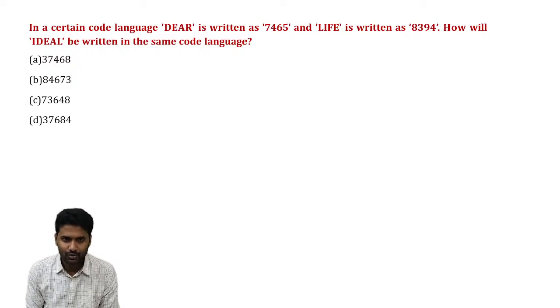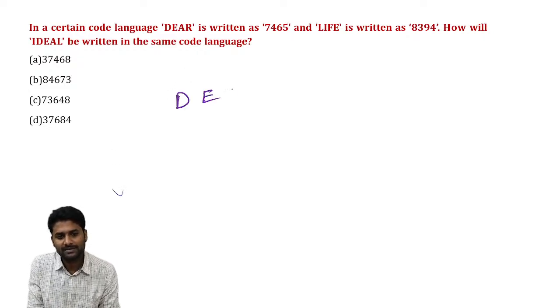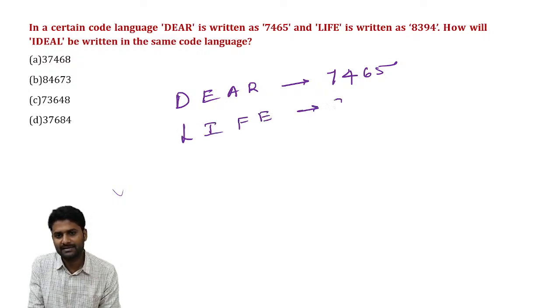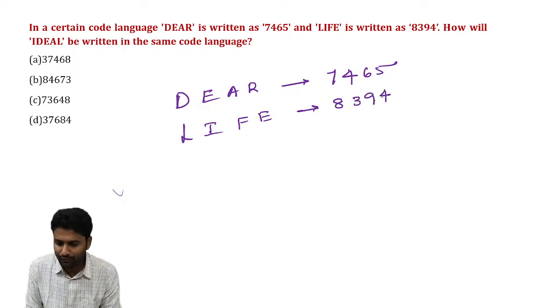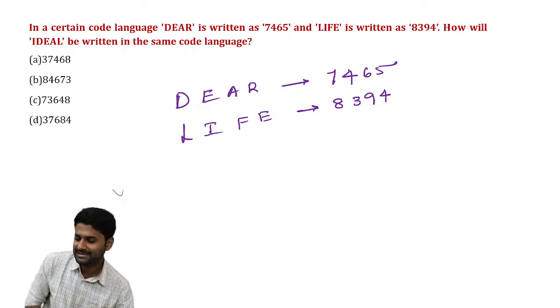In a certain code language, dear is written as 7465. In the same way, life is written as 8394. Now, how will ideal be written in the same code language?